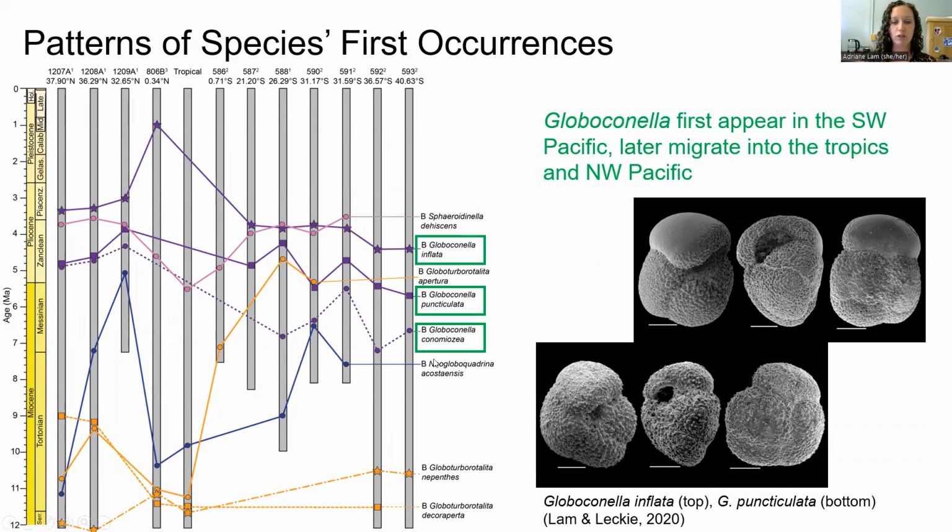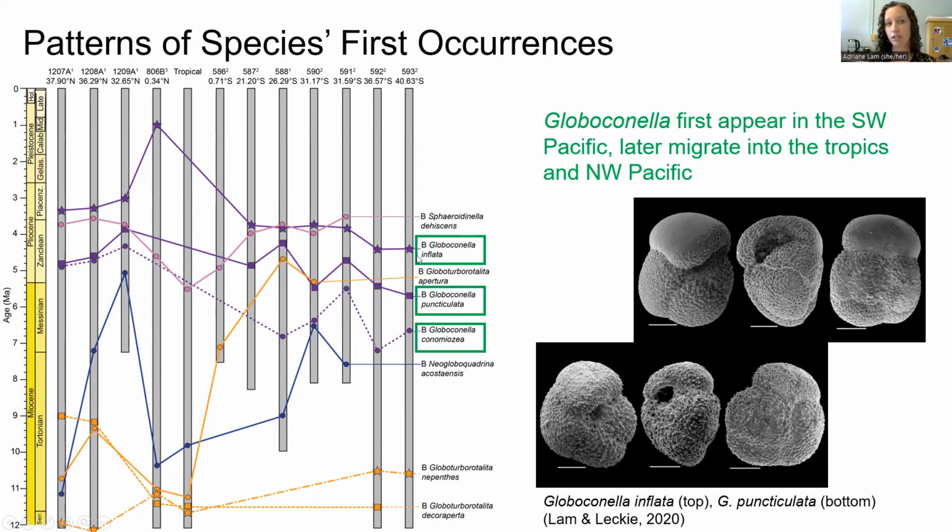Some other first occurrences that we'll look at. Now we're looking at globocannelids, some globoturborhodolidas on here as well as Neogloboquadrina. But I want to draw your attention to the globocannelids. So here's Inflata, Puncticulata, and Conomyosia, denoted by these green boxes. So the globocannelids first appear in the southern hemisphere in the Southwest Pacific Ocean, and then they later migrate into the northern hemisphere. So here's Inflata with the purple line and purple stars.